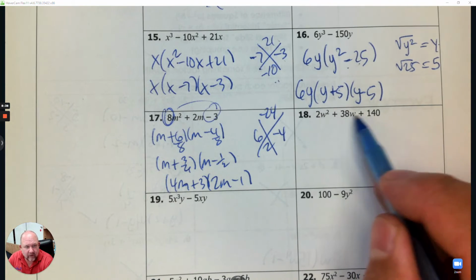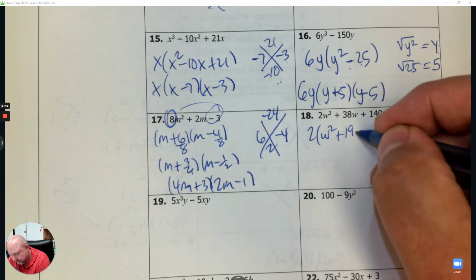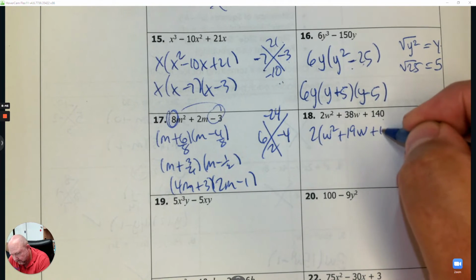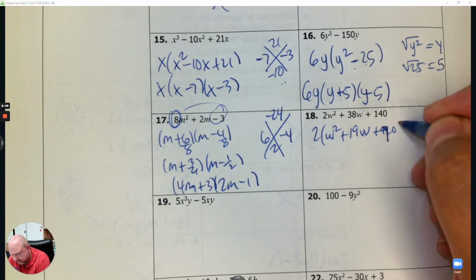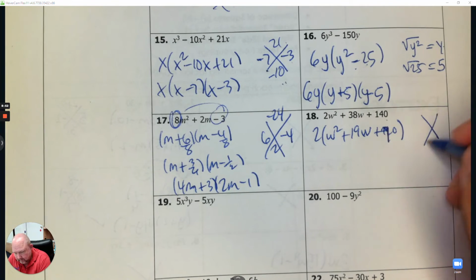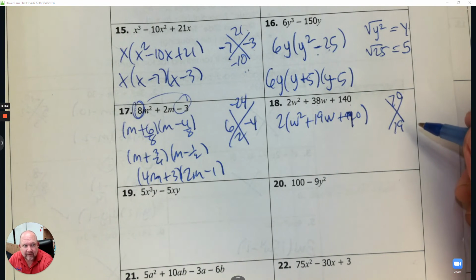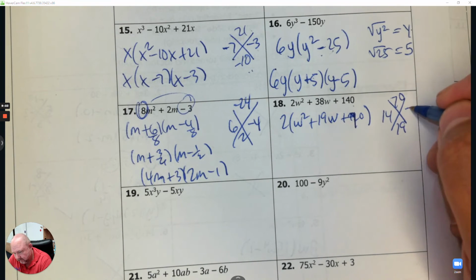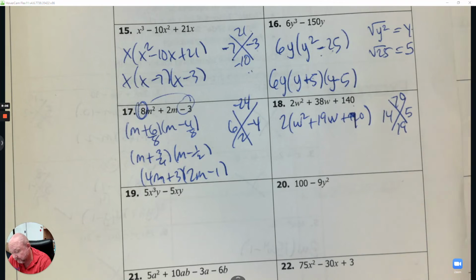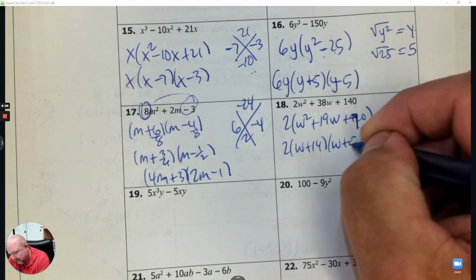All right, the greatest common factor is 2. Divide. Oops, that's 70. It's now a simple trinomial. So I need to know two numbers that multiply to 70, and the same two numbers add to 19. So it's 14 and 5. So we have positive 14 and positive 5.